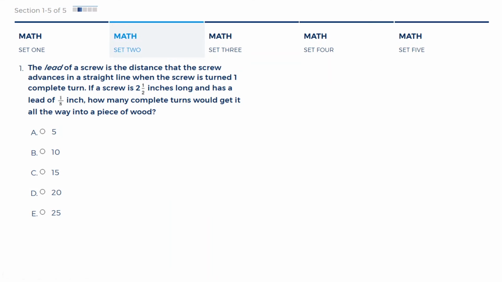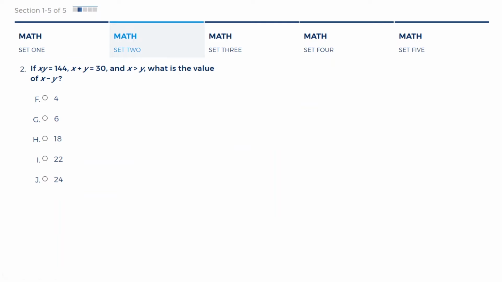F. Next. The lead of a screw is the distance that the screw advances in one complete turn. If the screw is 2.5 inches long and has a lead of 1/8, so all we do is this: 2 1/2 divided by 1/8. So that's equal to 5/2 multiplied by 8, which is 20. D. Next.